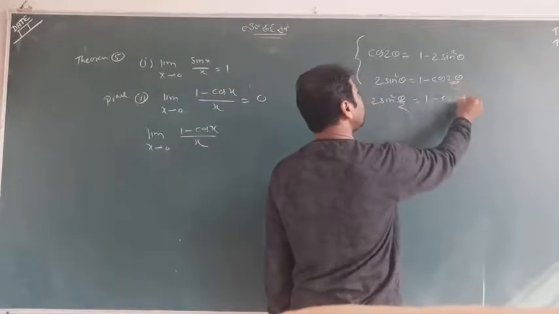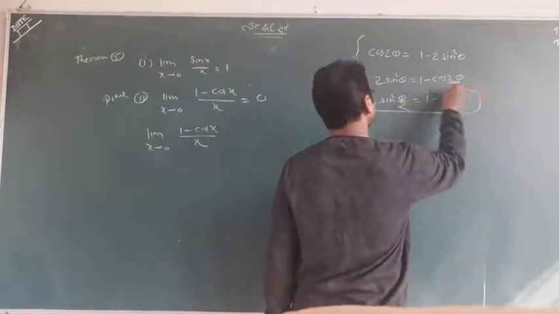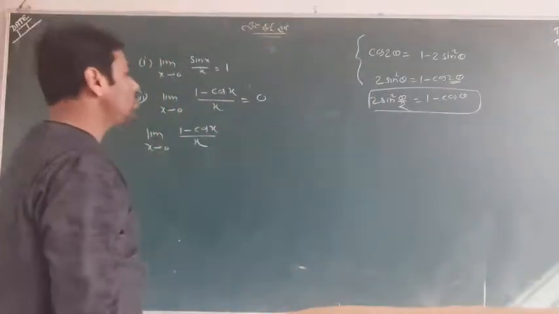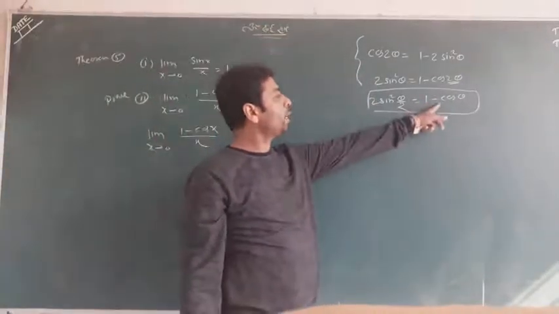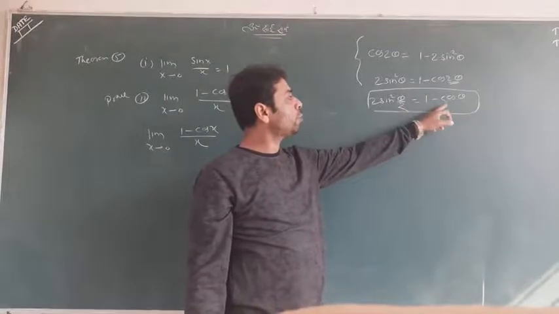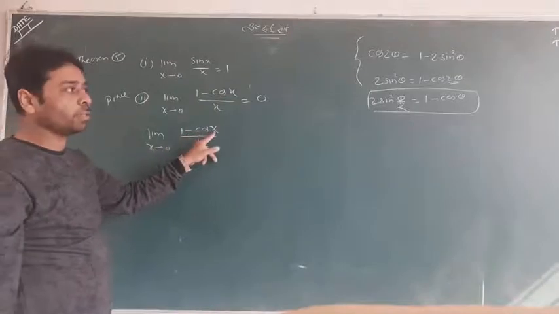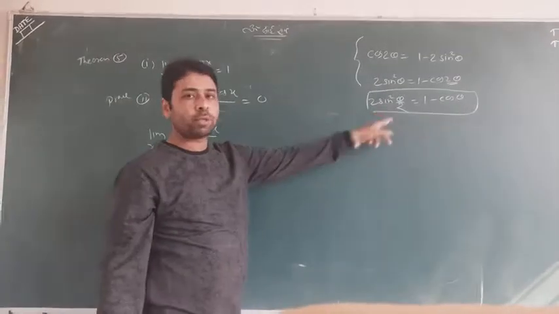You know, this is theta and this is theta by 2. So what you have obtained: 2 sin square theta by 2 equal to 1 minus cos theta. So students, now read opposite: 1 minus cos theta equal to 2 sin square theta by 2. Can you see? 1 minus cos theta can be written this way. So I will write the same.